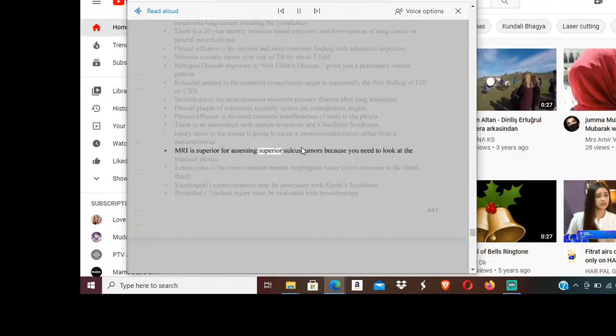MRI is superior for assessing superior sulcus tumors because you need to look at the brachial plexus. Leiomyoma is the most common benign esophageal tumor, most common in the distal third. Esophageal leiomyomatosis may be associated with Alport syndrome. Bronchial or tracheal injury must be evaluated with bronchoscopy.